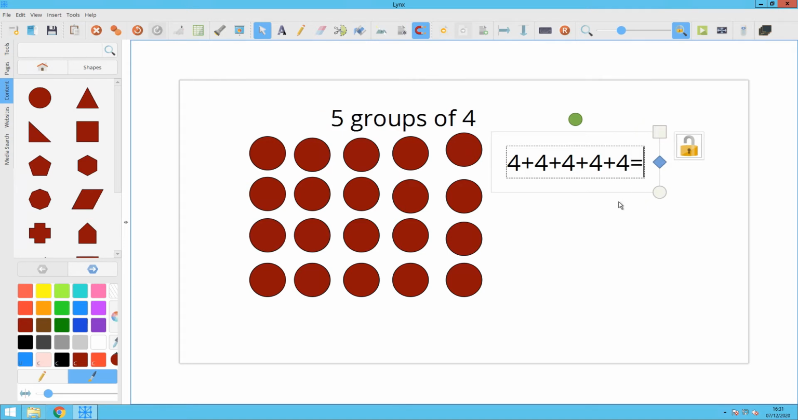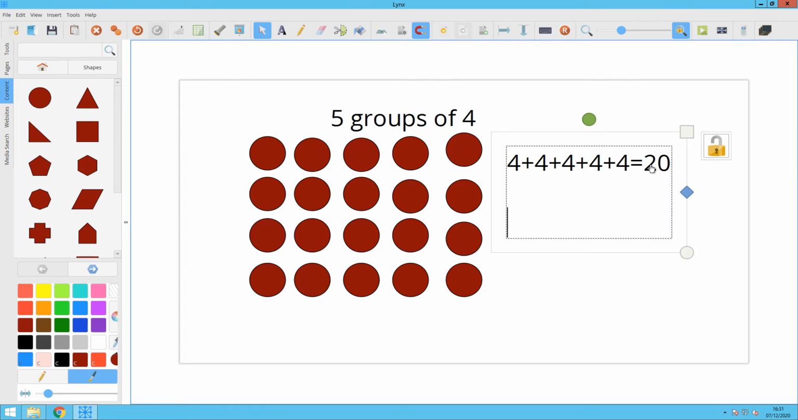So to find the answer, I don't want to count in ones. That's going to take a long time. So I'm going to count in 4s. So I've got 4, 8, 12, 16, 20. So 4 add 4 add 4 add 4 add 4 equals 20.